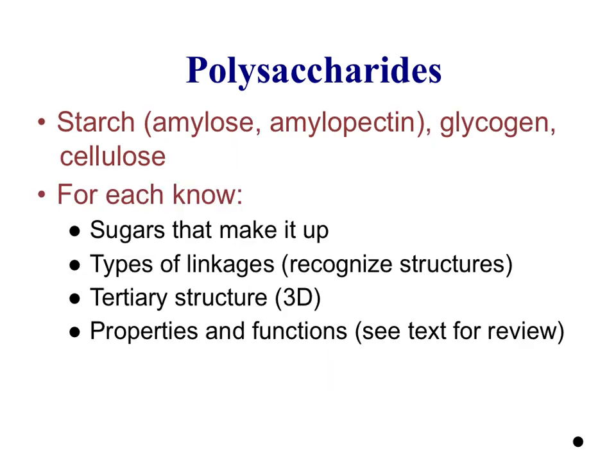These are the things I want you to know. There's actually technically 4 polysaccharides because starch has 2 different types, amylose and amylopectin, and then glycogen and cellulose. So for those 4, for each one you want to know the sugars that make it up, so like glucose and stuff like that, the types of linkages, make sure you could recognize it if I showed you a picture of the structure, tertiary structure, so like alpha helix, beta sheet, and properties and function. And anything you would need to know about that is also in the supplemental text.